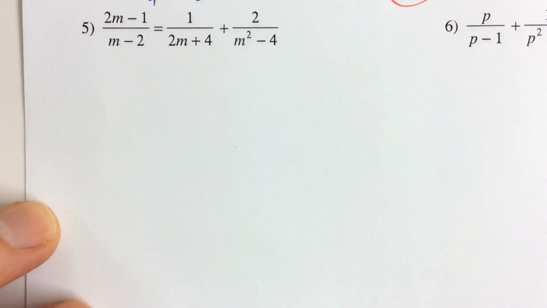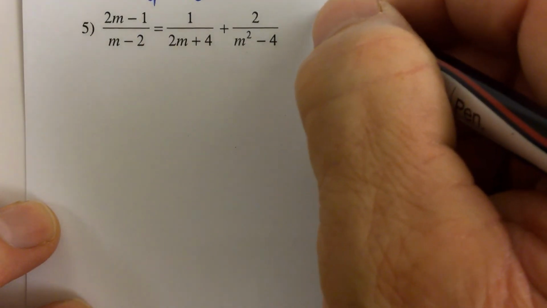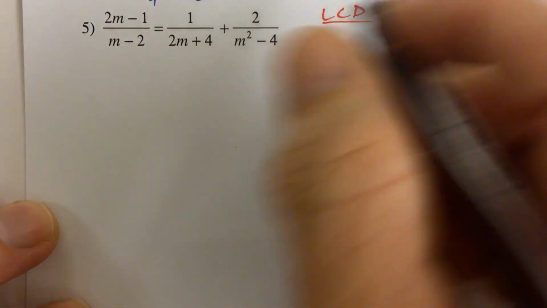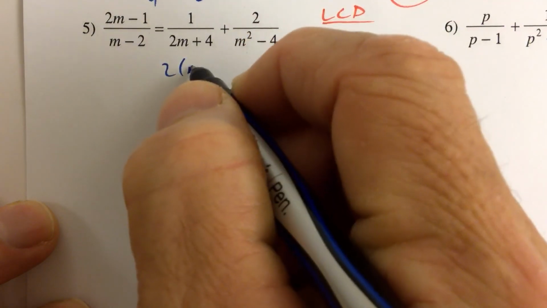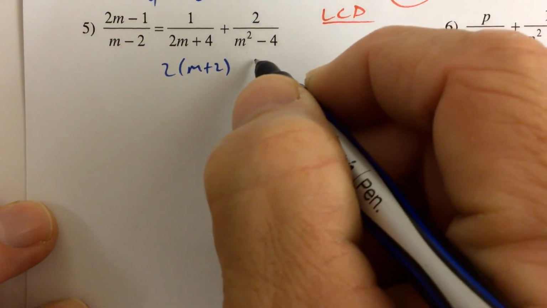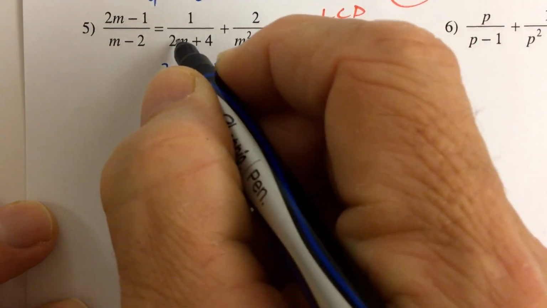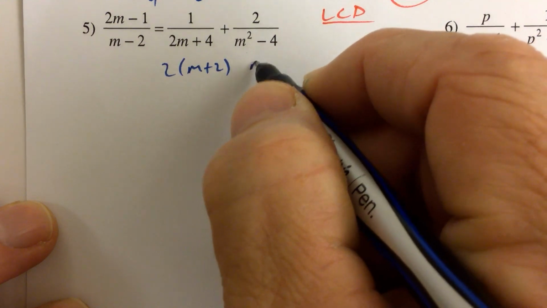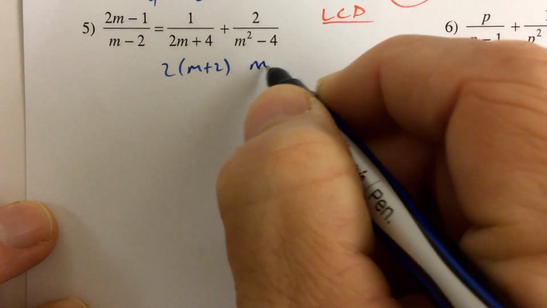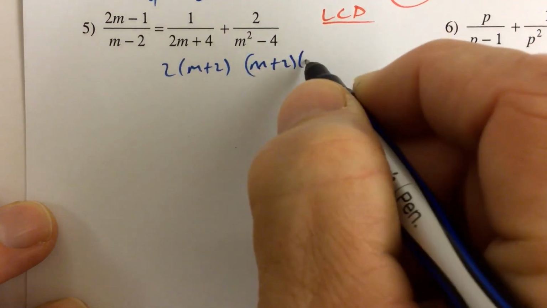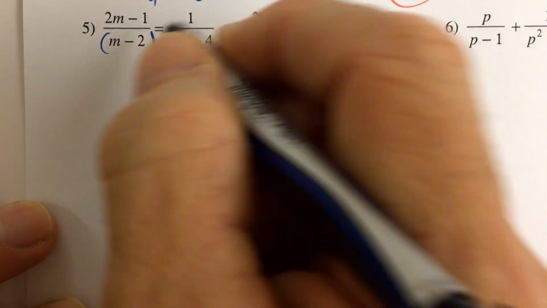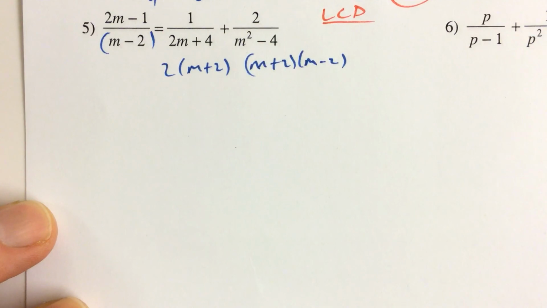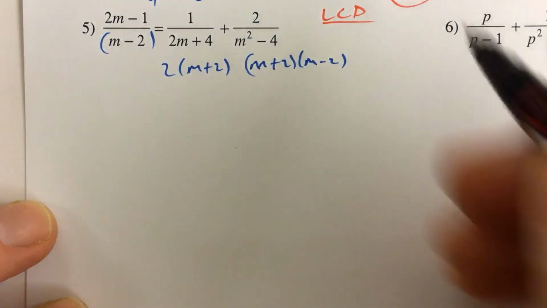Problem number 5. Again, let's go ahead and list our magic number, the LCD. We do that after we factor every denominator. A 2 factors out of these two terms here, and then m squared minus 4 is the difference of two squares, so we have an m plus 2 times an m minus 2, and we have this m minus 2 over here.